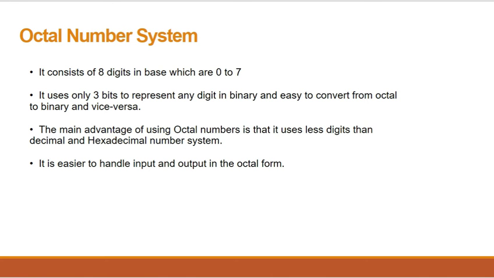Now we have the octal number system. Octal number system consists of 8 digits in base which are 0 to 7. It uses only 3 bits to represent any digit in binary and is easy to convert from octal to binary and vice versa. That means any number that we want to represent in octal number system can be represented in binary using 3 bits, right? The main advantage of using octal number system is that it uses fewer digits than decimal and hexadecimal number system, and it is easier to handle input and output in the octal form.